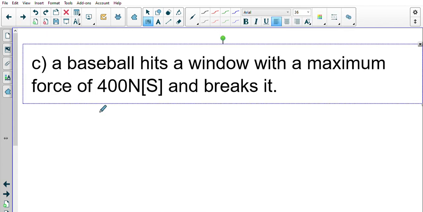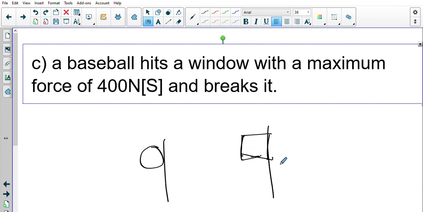All right, a baseball hits a window with a force of 400 newtons. Sorry, I should draw that like a baseball. So here's our window. You'll see what I mean. Let's get rid of this. Okay, here's our window. Here's our baseball.